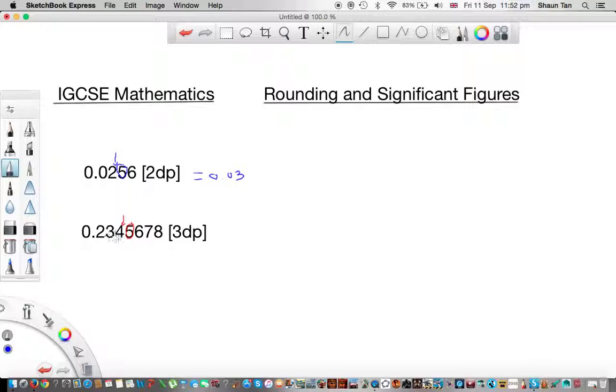So look at the number, and this is 3 to 2. So it equals, oops, sorry guys, wrong color. So this equals 0.235. Okay. Now I'll be writing up the rule.